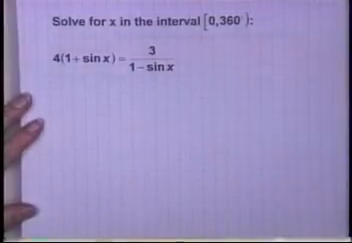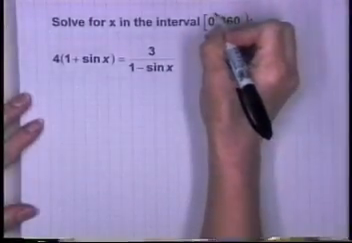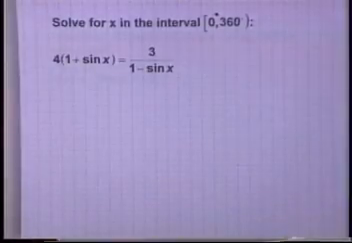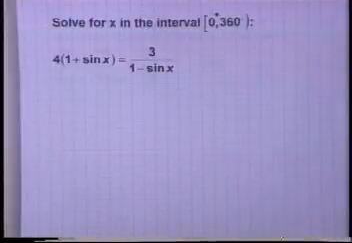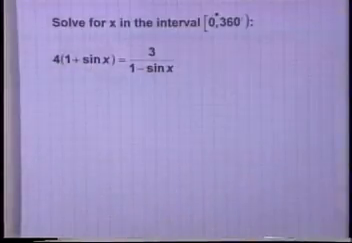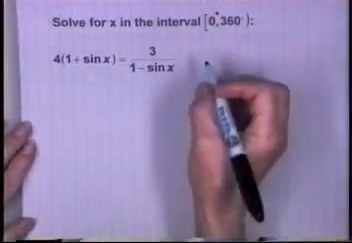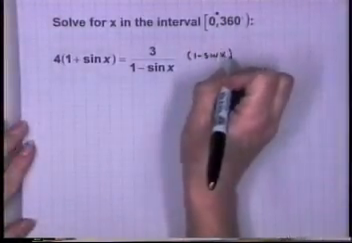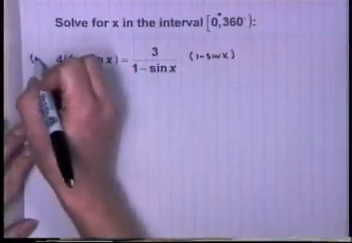Solve for x in the interval 0 degrees to 360 degrees. Our equation is 4 times 1 plus sine theta equals 3 over 1 minus sine theta. Now, if this were an algebra problem and I had a 1 plus x here and a 1 minus x here, I probably would clear the fractions. So that's what I'm going to suggest that we do. Let's multiply both sides by 1 minus sine x.